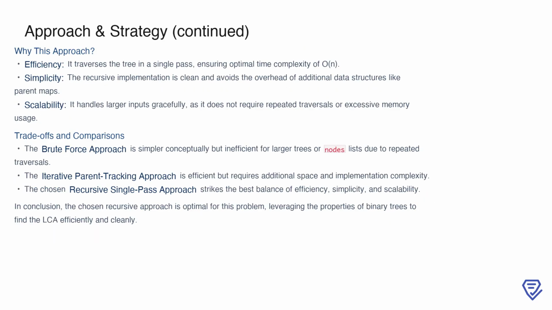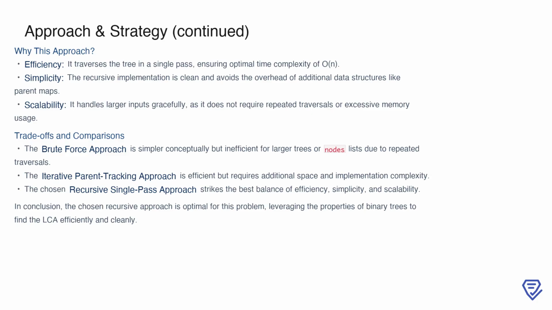The recursive single-pass approach was chosen for several reasons. First, it is highly efficient, as it traverses the tree in just one pass, achieving an optimal time complexity of O(n). Second, it is simple to implement. The recursive structure avoids the need for additional data structures like parent maps, which can introduce overhead. Third, it is scalable, handling larger inputs gracefully without requiring repeated traversals or excessive memory usage.